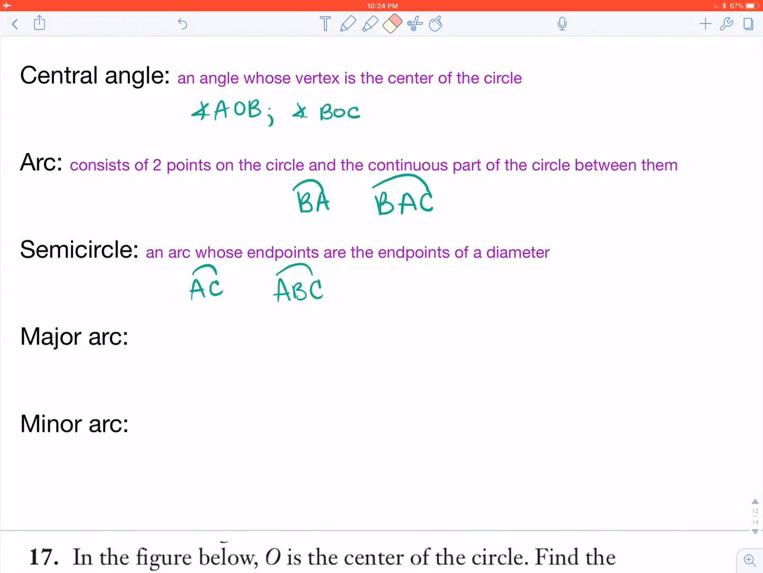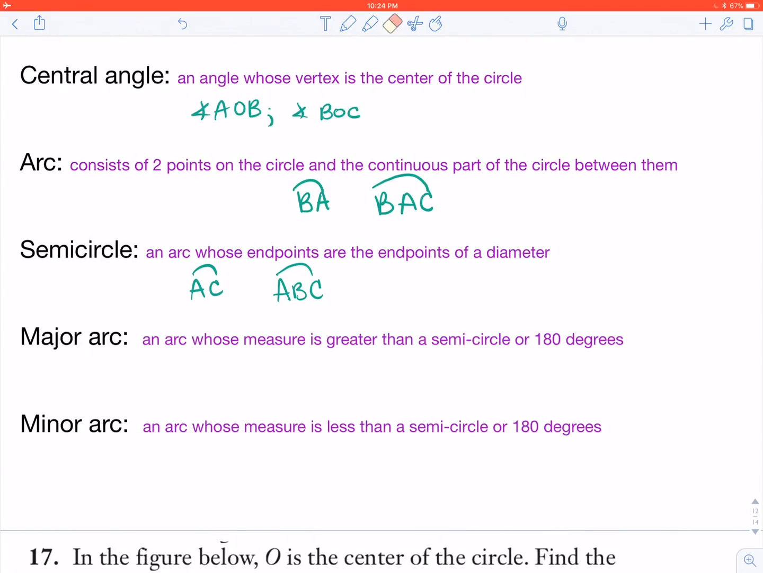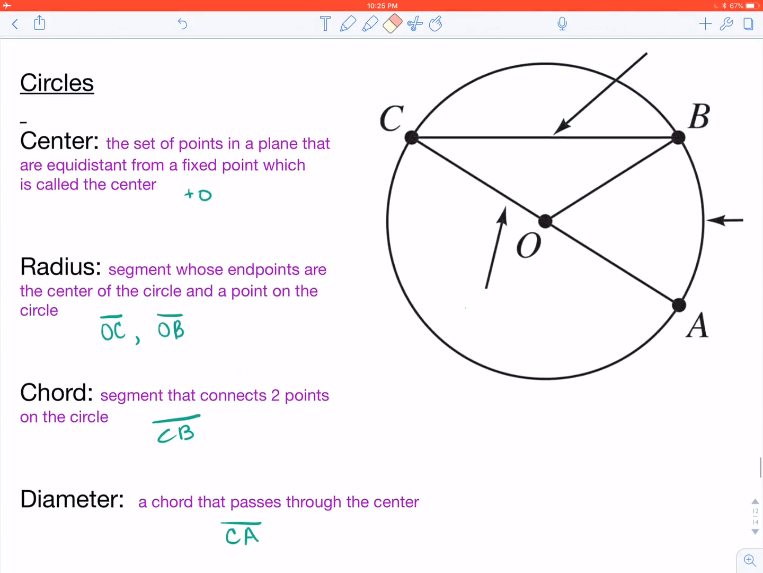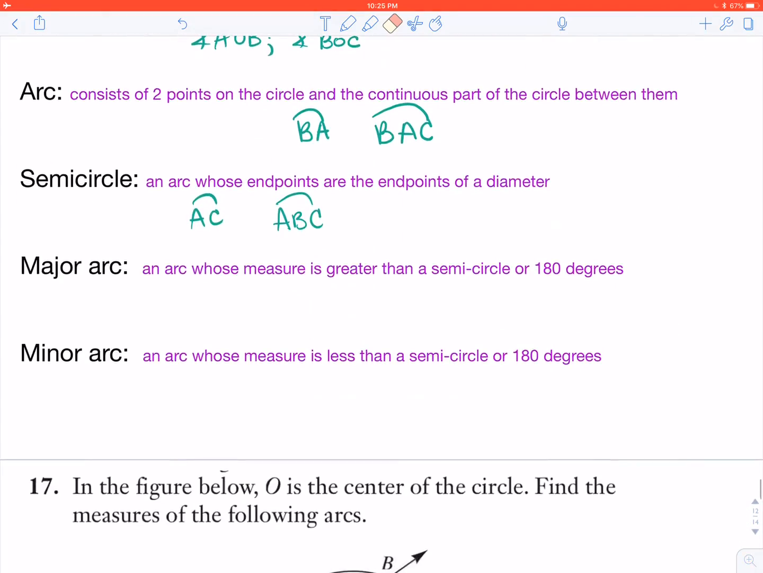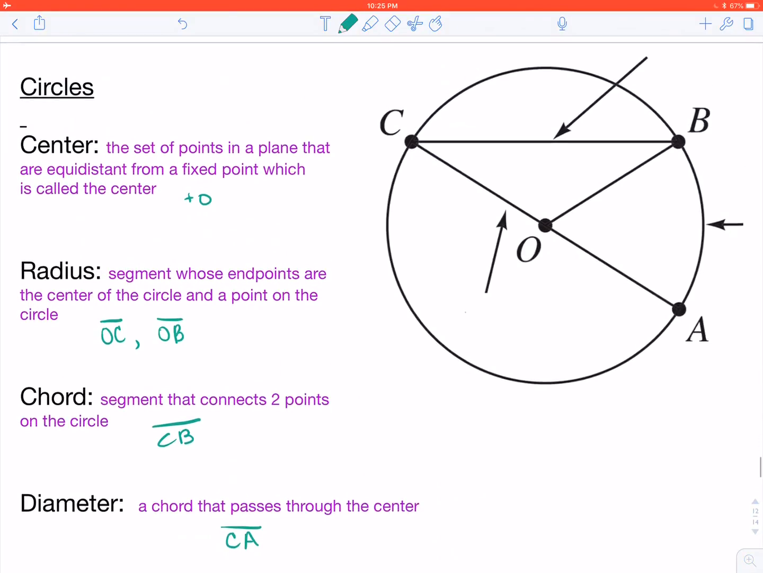Then we have major arc and minor arc. A major arc is an arc whose measure is greater than a semicircle, greater than 180 degrees. These are always going to use 3 letters to name them. A minor arc is an arc whose measure is less than a semicircle or less than 180 degrees. These typically are going to use 2 letters. So an example of a major arc, up here we could say arc BCA. That would be a major arc, more than half of the circle. A minor arc, we could say, would be something like arc BC.